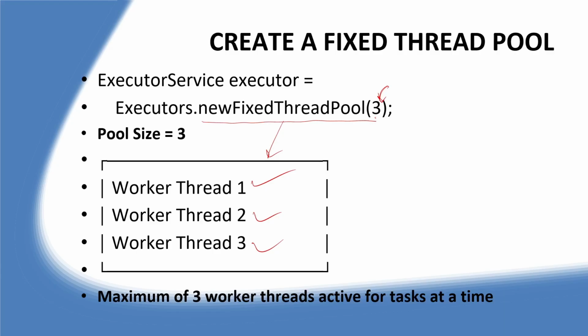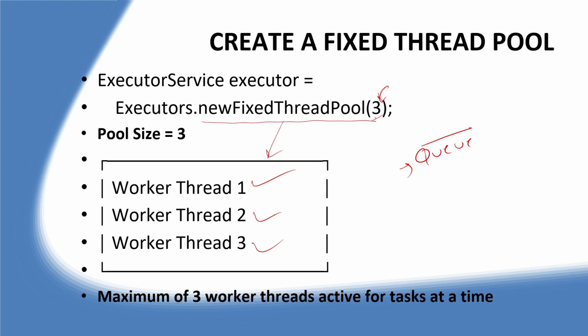If more tasks are submitted while all 3 workers are busy, then the additional tasks will wait in the executor queue. There will be a queue. So let's say we have more than 3 tasks and all worker threads are busy, then those additional tasks will wait in the executor's work queue. Until when will they wait? They will wait until a worker thread becomes available.